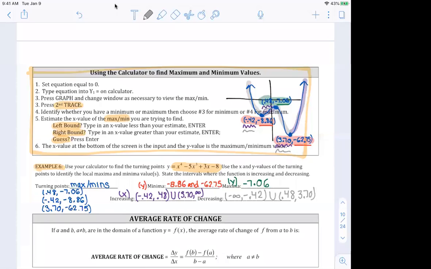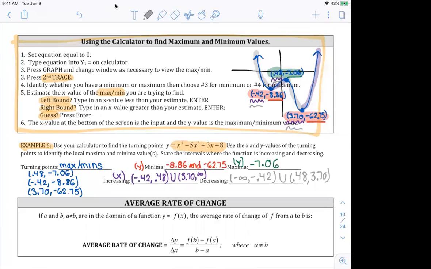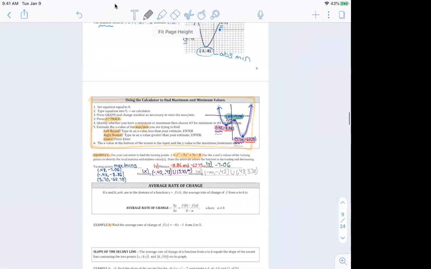Again, when it says increasing or decreasing, you're naming X's. If it asks for the minimum or the maxima, you're naming Y's. You write that down because that's the number one error. I see people naming Y's and X's in the wrong spots, and that will be completely wrong.